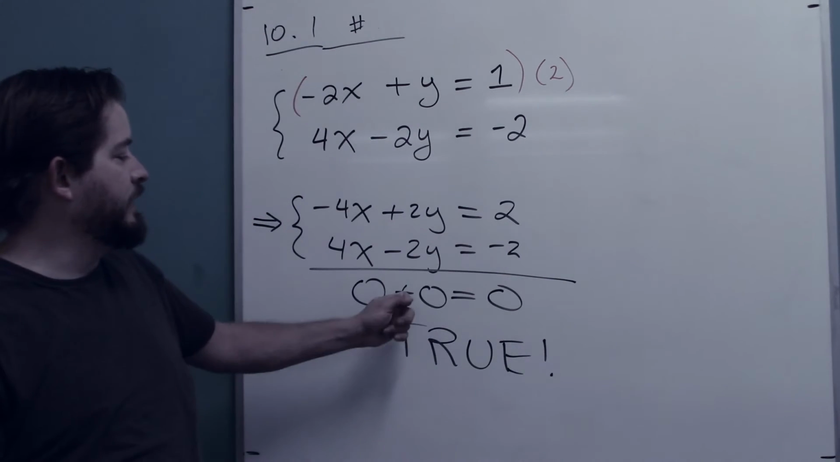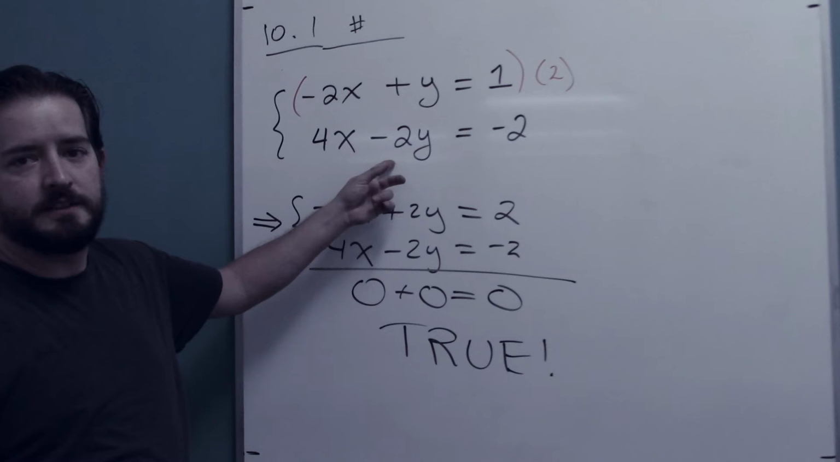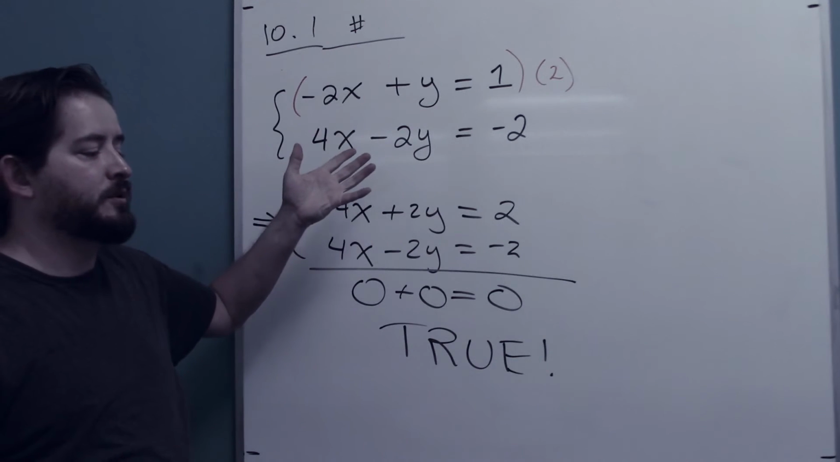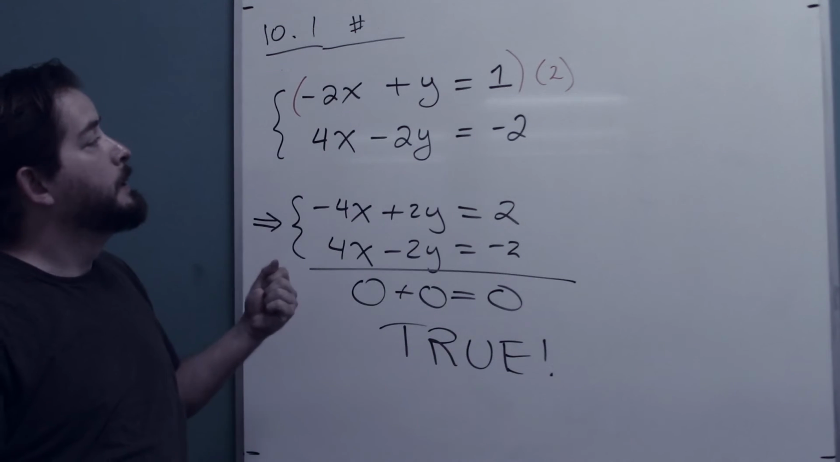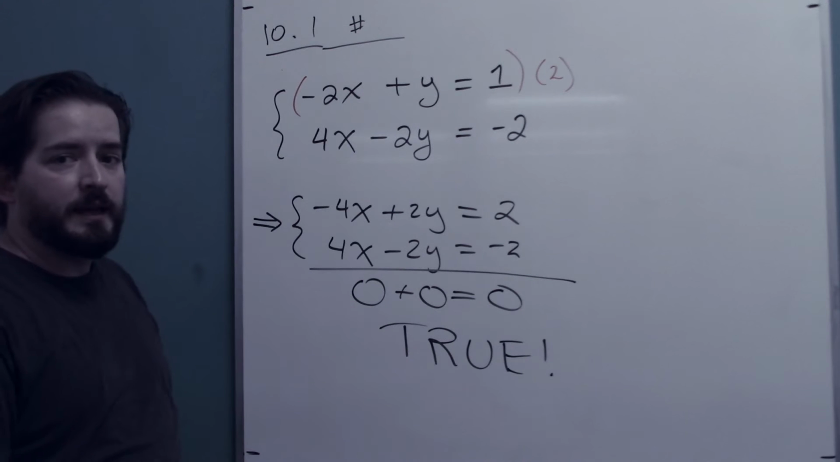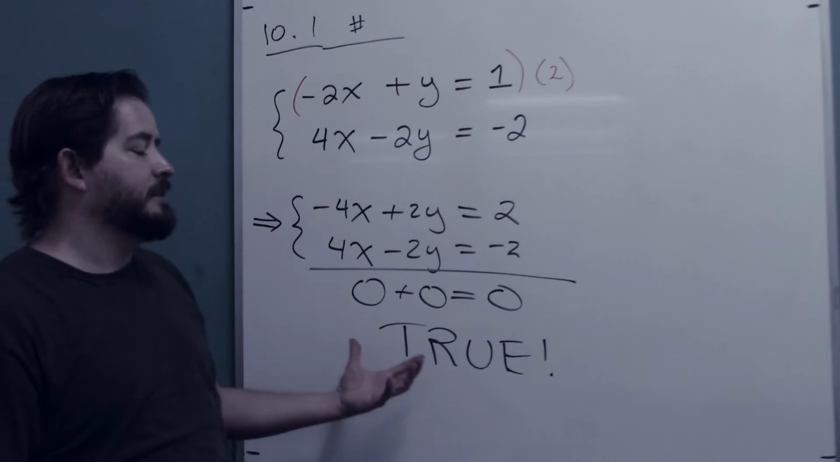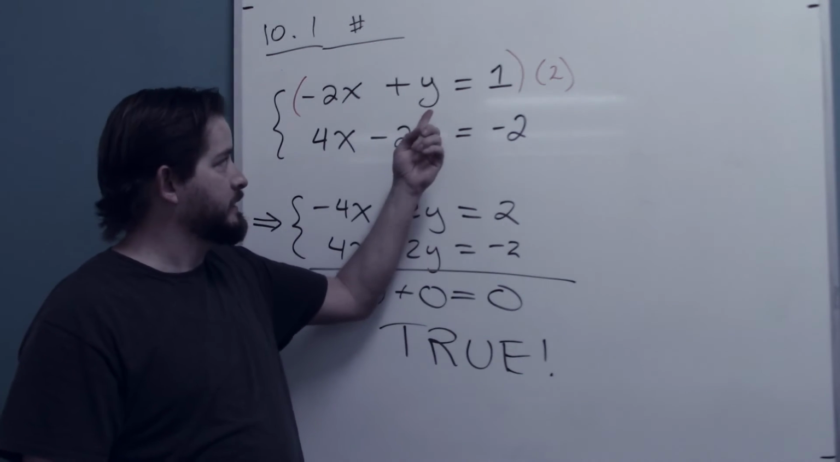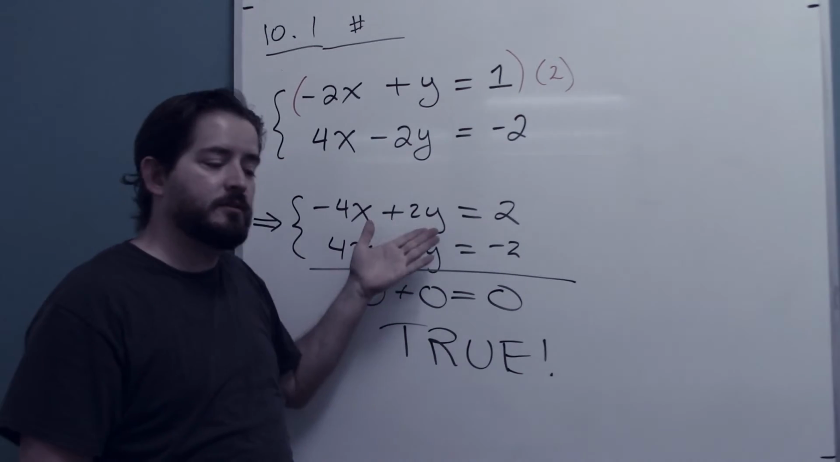Right? If I boil down to a true statement, these are the same line. There's an infinite number of possibilities. But I have to express my answers because it's not just anything, right? It's anything on this line. This is a line that's just those values.